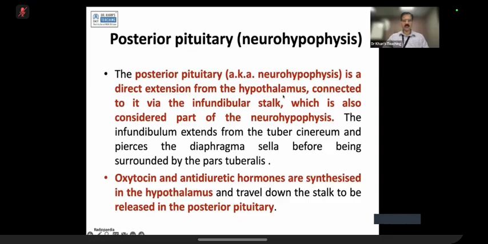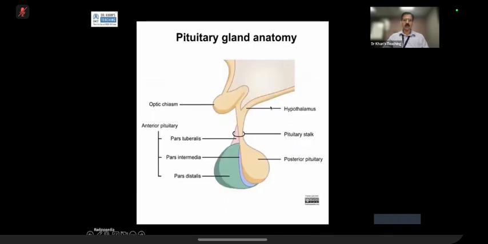So it is CNS or central nervous tissue connected to it via the infundibular stalk, which is also considered part of the neurohypophysis. Two hormones are produced there, oxytocin and antidiuretic hormone, and they are synthesized in the hypothalamus. Remember, they are synthesized in the hypothalamus, and then they travel down the stalk to be released in the posterior pituitary. So they are stored in the posterior pituitary. So this is it: hypothalamus, pituitary stalk, and posterior pituitary.